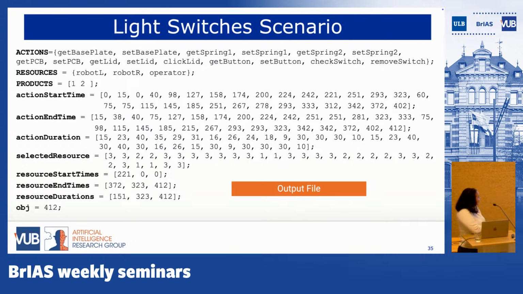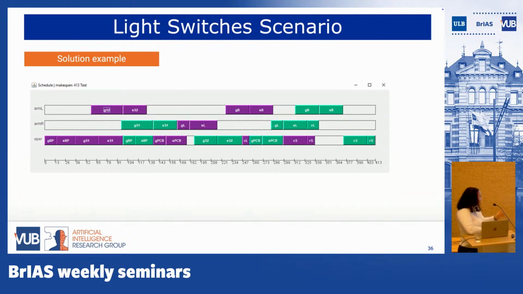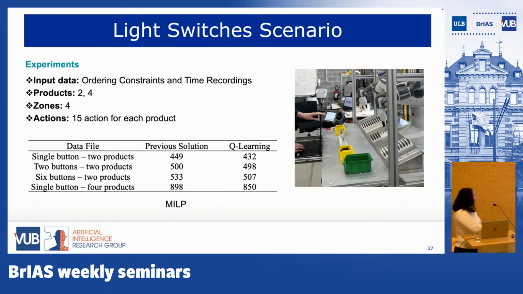So we were able to provide a solution. This was the requested format. It is anyway translated through our interface to something like this. And we had results that we could compare to the previous solution they had at the company. They had mixed integer linear programming first, for 4 different types of files. They were building light switches with a single button or 2 buttons, and that's the time in seconds needed to actually execute it. In this case, our algorithm was able to obtain better results. That was the first scenario, with 15 actions, 4 zones, and alternatives between 2 and 4 products with 1 or 2 buttons.